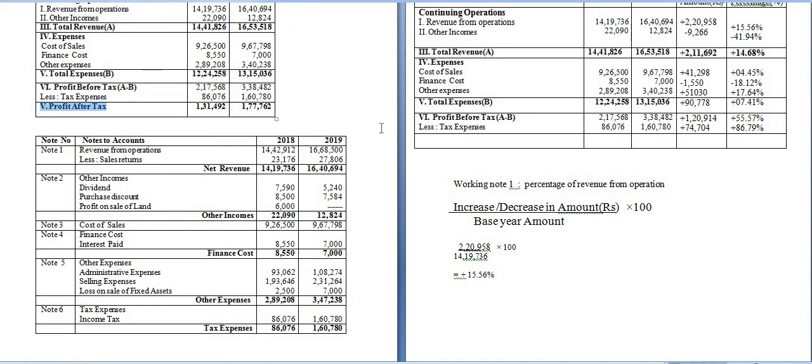Now the last one is profit after tax. Okay. Now how will you calculate profit after tax? 2,17,568 minus, deduct the tax, 86,076 rupees, which is equal to 1,31,492.